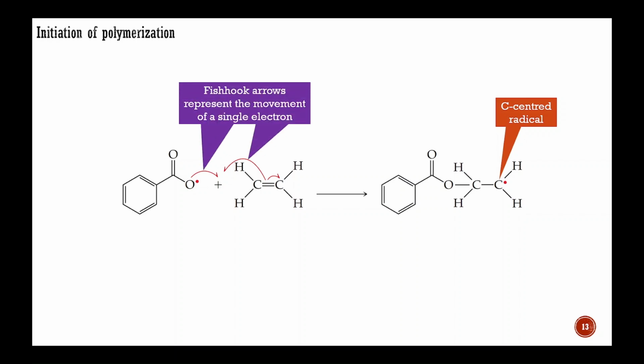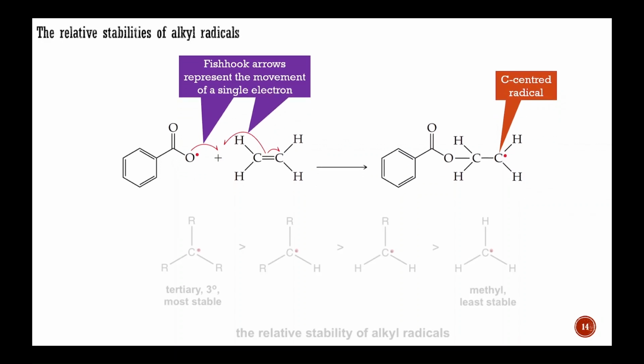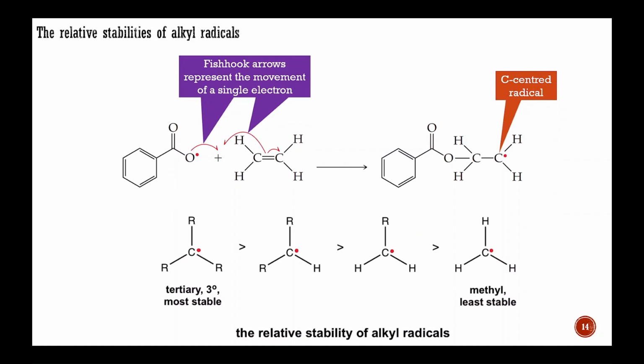Note the use of fishhook arrows in this equation. They differ from traditional curly arrows, which represent the movement of two electrons. Fishhook arrows represent the movement of a single electron rather than an electron pair. The relative stabilities of alkyl radicals are as follows. Radicals centered on a tertiary carbon are more stable than radicals centered on secondary carbons, and the least stable are primary radicals.